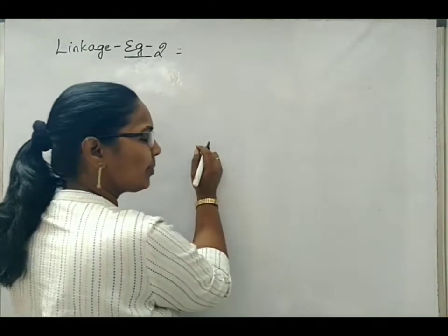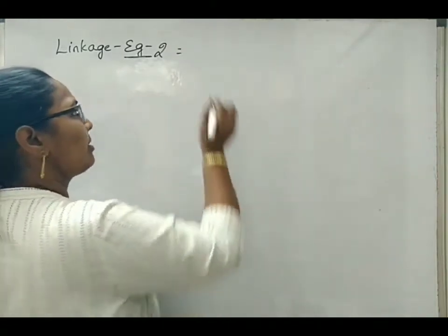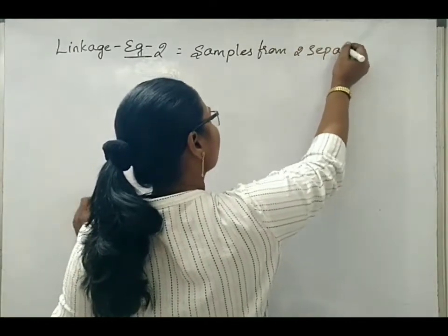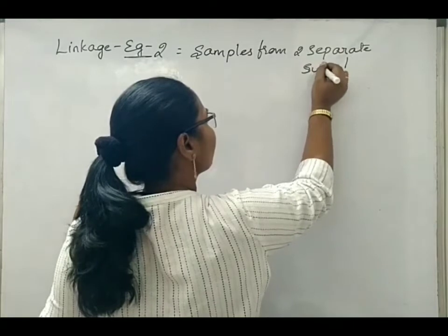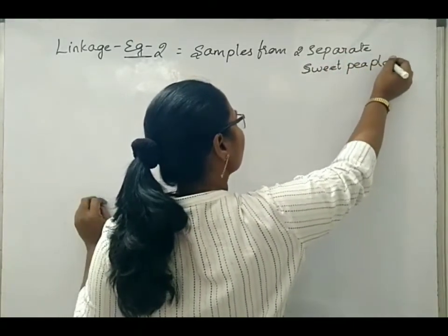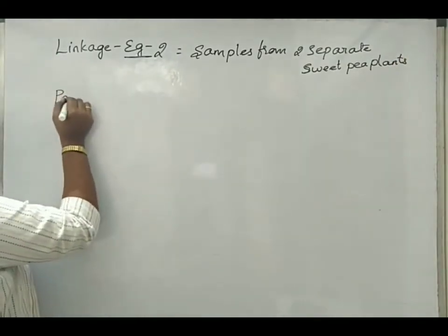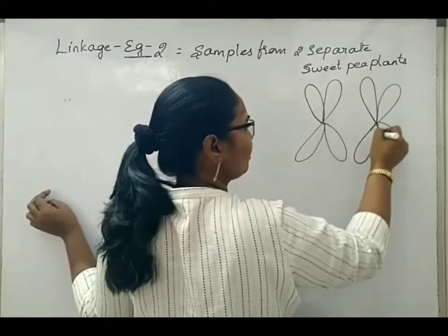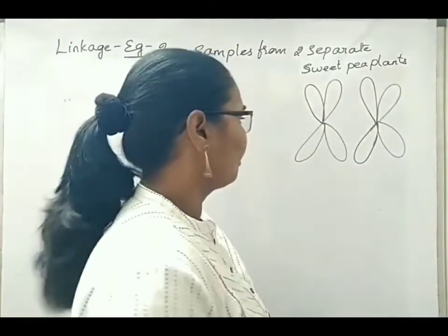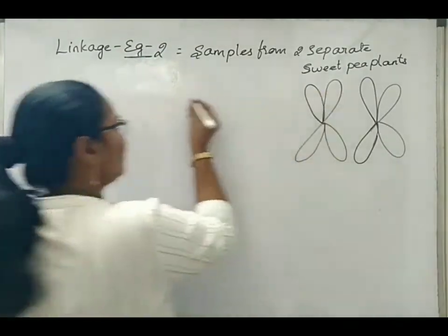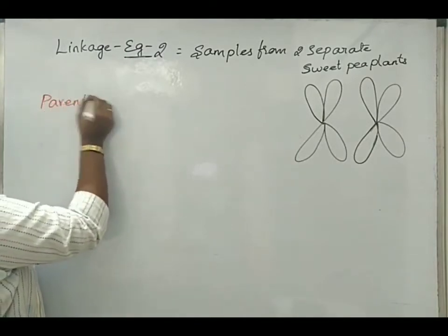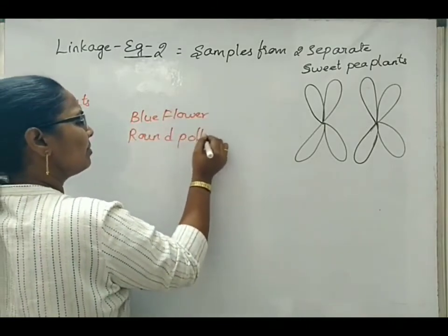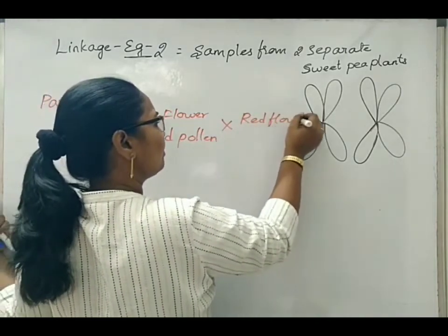In the second type of test cross experiment, the samples taken are from 2 separate pea plants. How is the chromosomal distribution of alleles present in such a type? Here, the parents taken are blue flower with round pollen, that is crossed with red flower with long pollen.